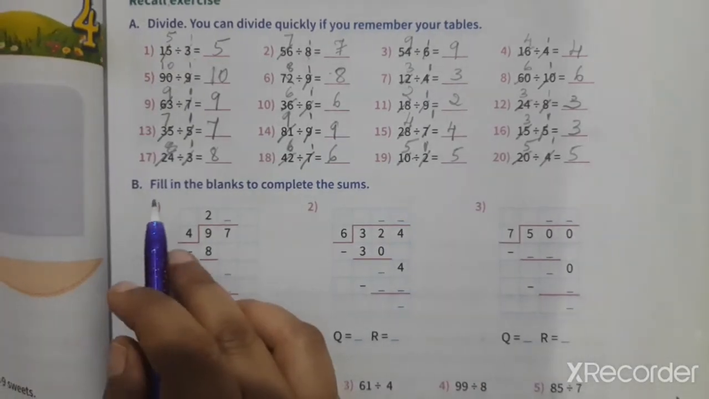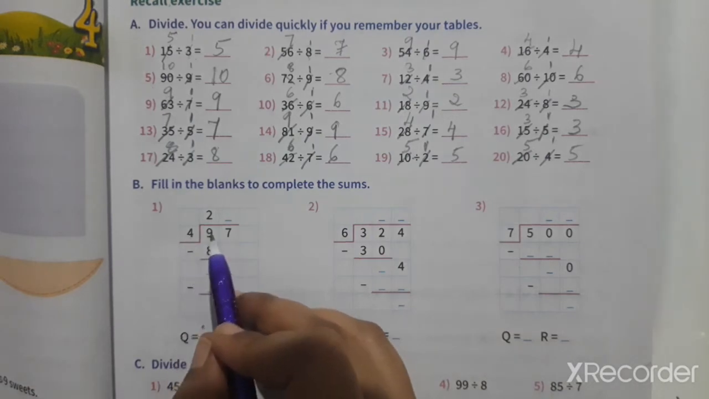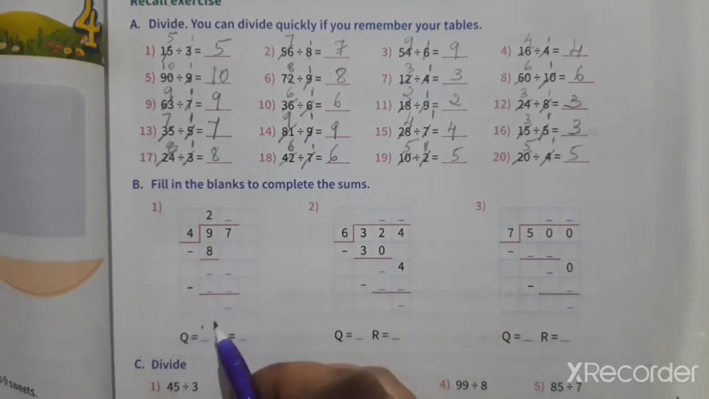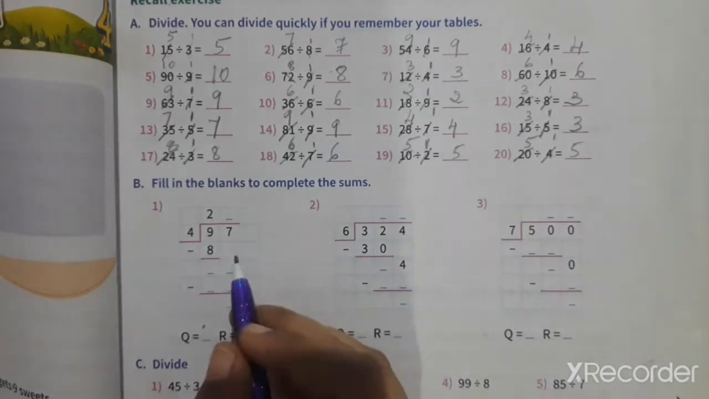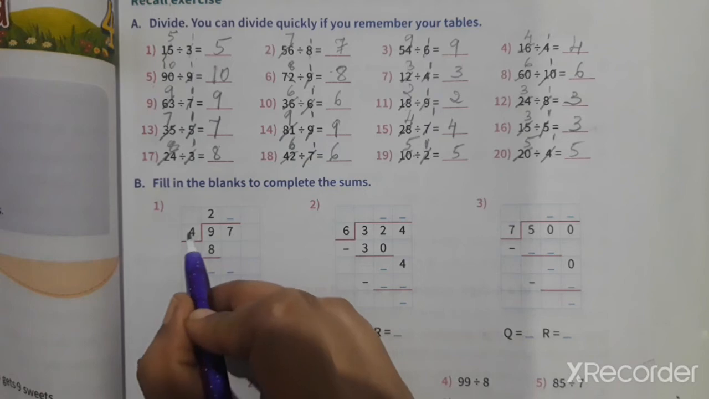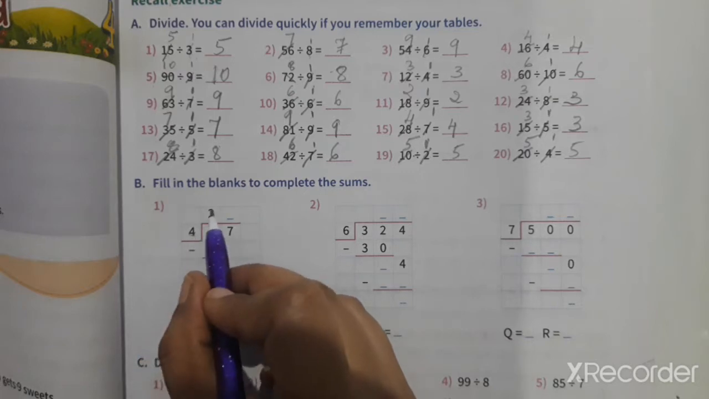Now B means, fill in the blanks to complete the sums. 4 is the divisor, dividend 97. We have to complete the numbers. 97 is given, so we divide with 4. 4 ones are tables. So here divisor 4 means 4 ones are tables. 4 twos are 8.